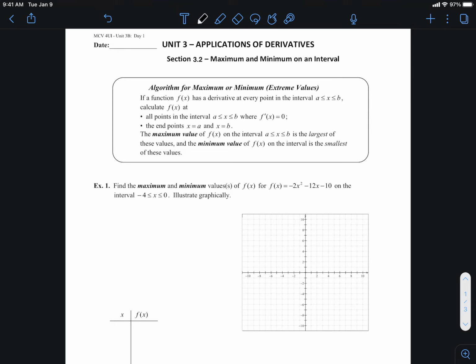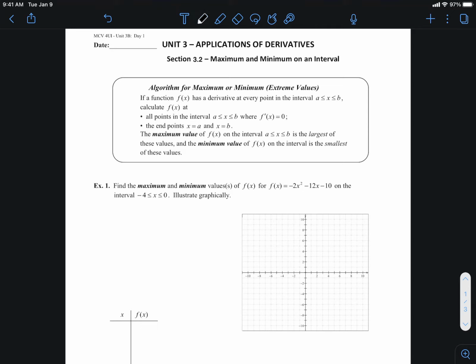But first, we want to talk about, on a specific interval, right? What are the maximum and minimum values on a specific interval? So you'll see here, -4 and 0 would be our interval here, right? So if I'm looking at this little algorithm up here, this is pretty handy in terms of identifying how to navigate these questions, I suppose, right? We're just trying to identify maximum and minimum values on an interval, right?